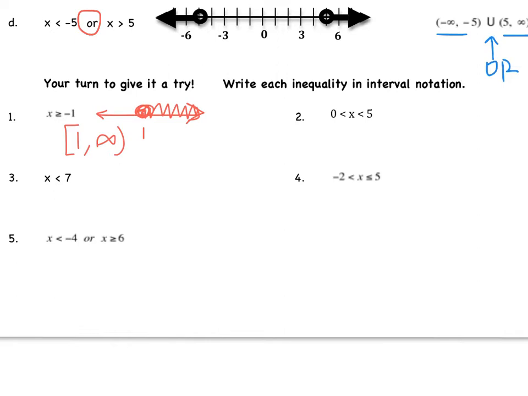Next one that I would like us to do is problem 4. Again, I'm going to suggest that you draw a number line first. So I have my -2 and my 5. -2 has an open circle, but 5 has a closed circle. Where do I shade? In between or outside? In between.